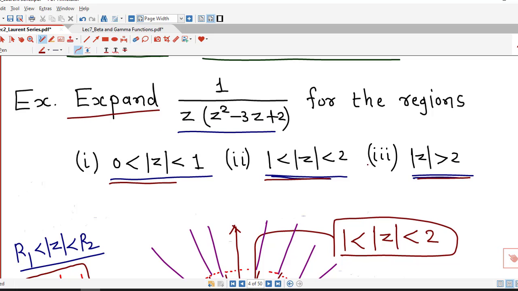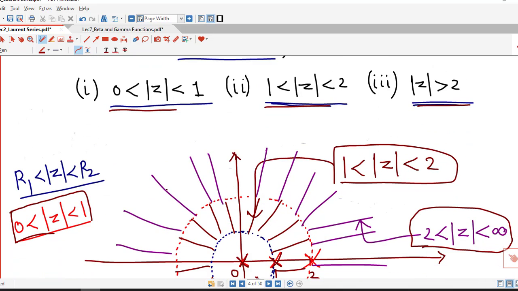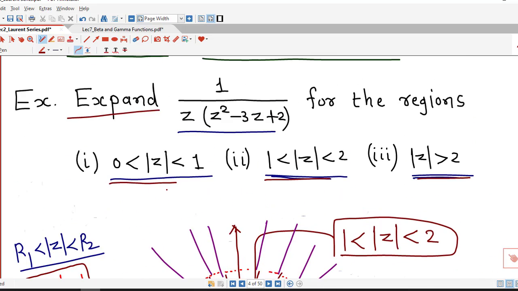and we are asked to expand our function in all these 3 domains, and we have to consider the center of the series as z equal to 0. So all these annular domains are centered at z equal to 0. So we expand our function in different domains one by one.